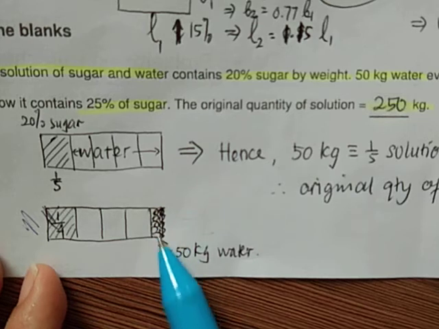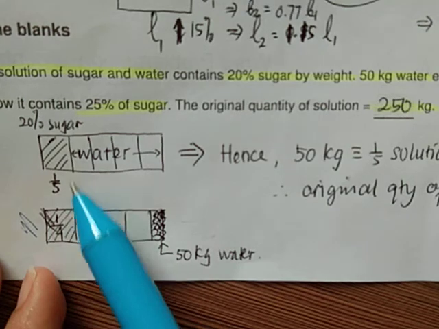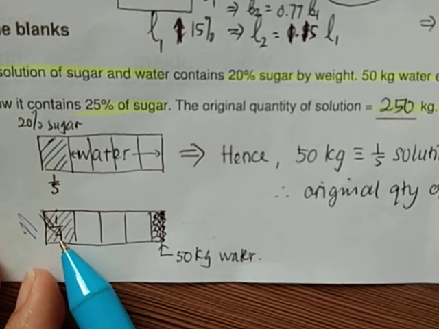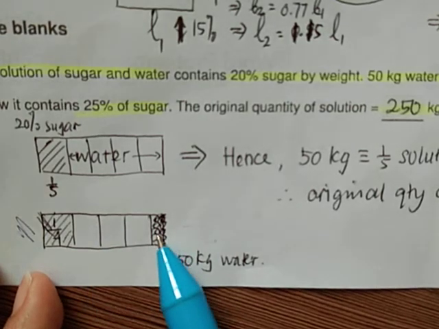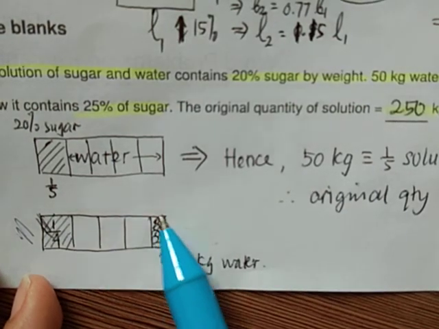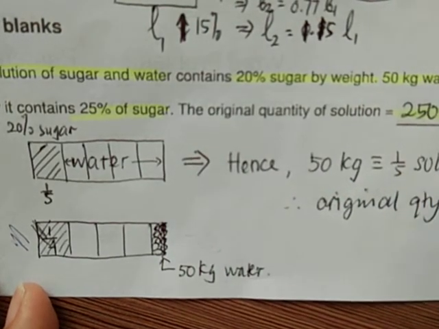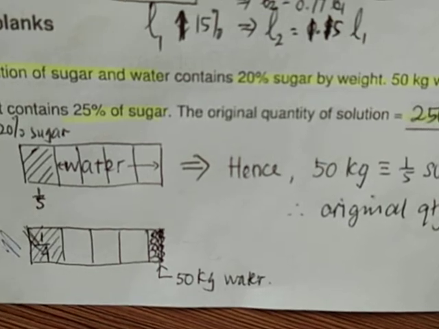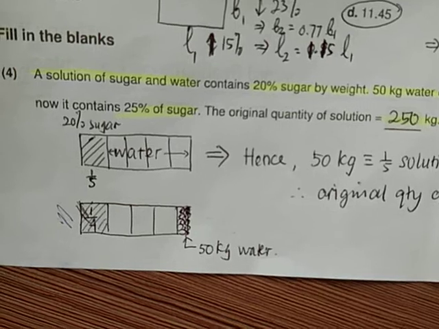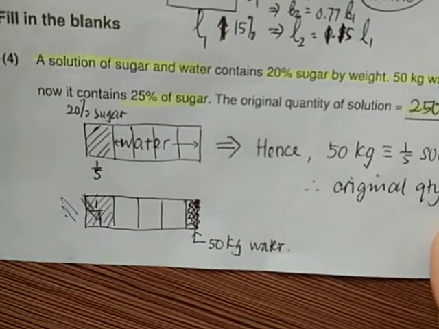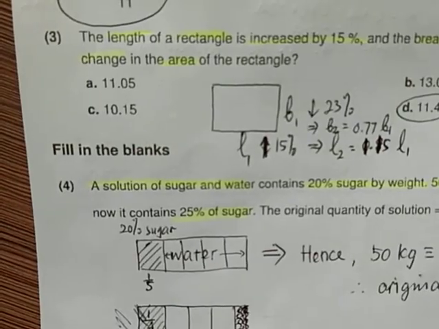So in the water part, you take away 50 kilograms, and now the sugar, 1/5, becomes 1/4, which is exactly what this picture is showing. There are 4 parts now. The 5th part is gone. It's just nice in this case. So that means 50 kilograms is actually 1/5 of the solution. Because of this, the original quantity of the solution is 5 times 50 kilograms. It's 250.